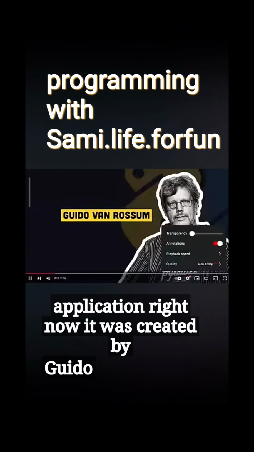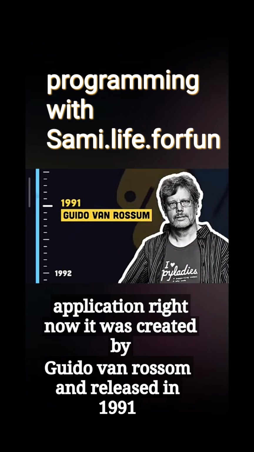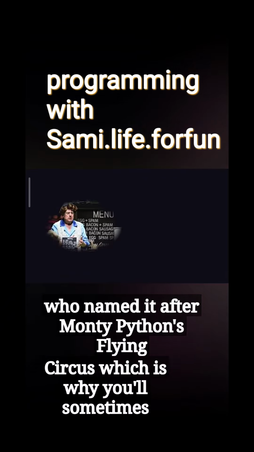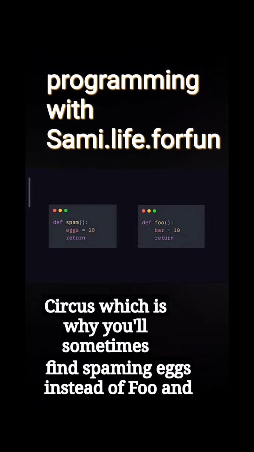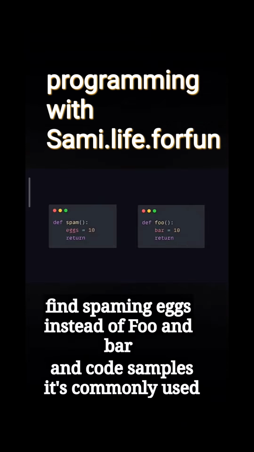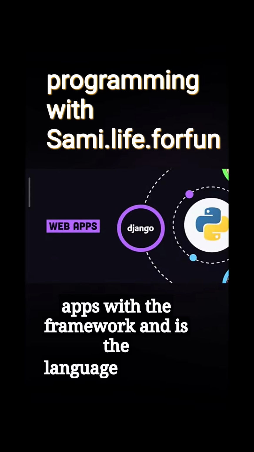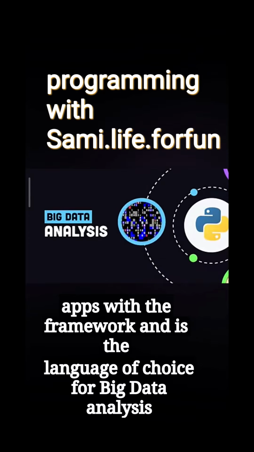It was created by Guido van Rossum and released in 1991, who named it after Monty Python's Flying Circus, which is why you'll sometimes find spam and eggs instead of foo and bar in code samples. It's commonly used to build server-side applications, like web apps with the Django framework, and is the language of choice for big data analysis and machine learning.